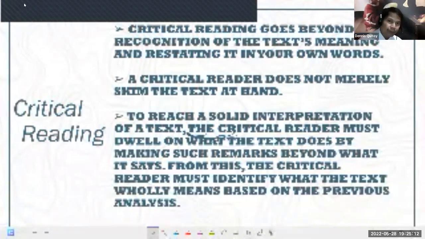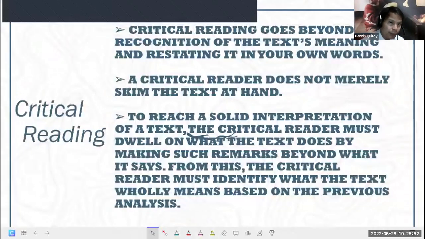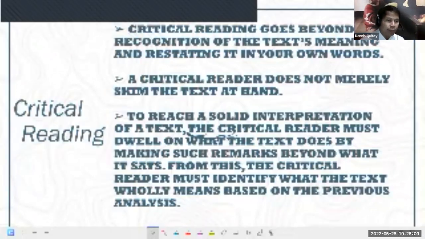Number three, to reach a solid interpretation of a text, the critical reader must dwell on what the text does by making such remarks beyond what it says. From this, the critical reader must identify what the text means wholly, meaning in its entirety. Wholly means based on the previous analysis. A critical reader will not just accept an explanation or meaning around the text if it is not complete. It should be whole. There are certain steps that are being followed.